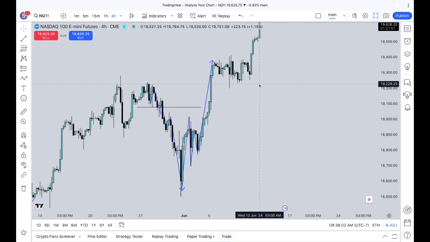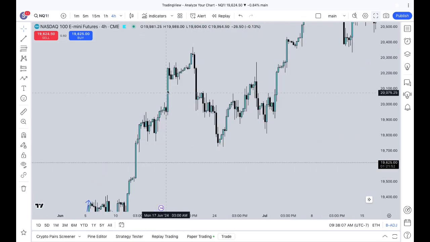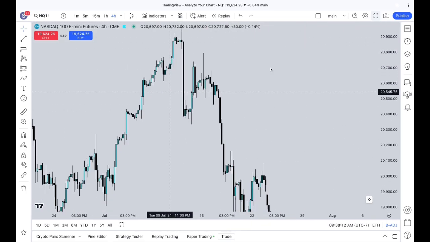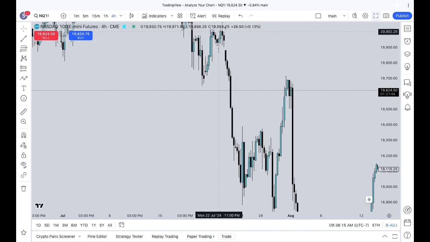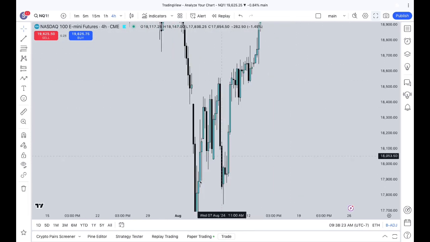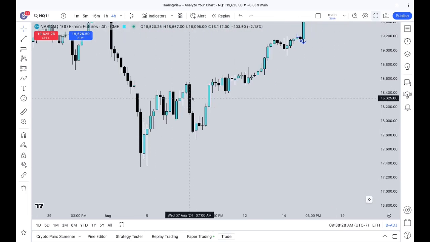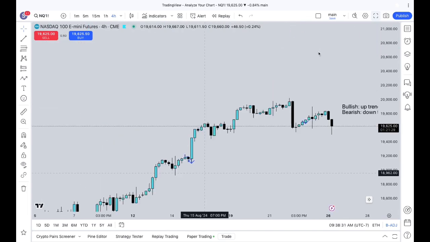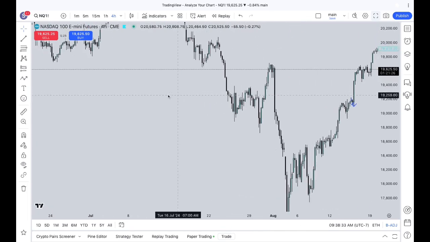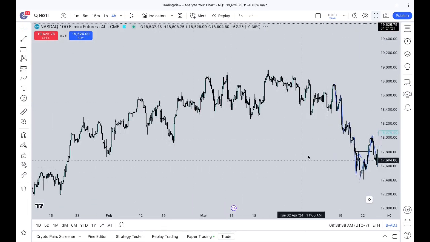Right here we have a bearish, and then right here we have a bullish. And then right here we have a bullish, bearish, bullish, bearish, bullish, bearish, bullish, slightly bullish, bearish, bullish, bearish, bullish, bearish, all the way down. And then right here we have a slight bullish, and then we have a bullish. And yeah, that's basically what trends are. And you can go onto your own trading platforms and draw these out.